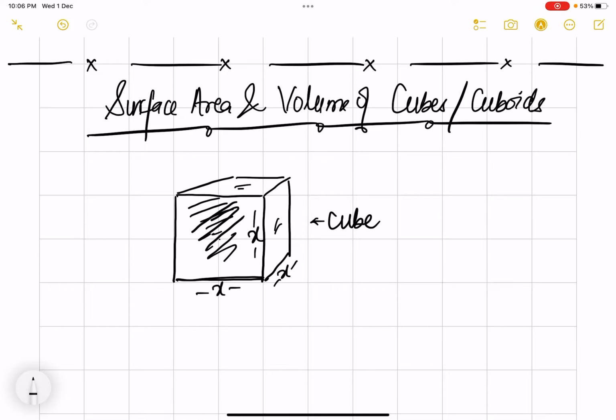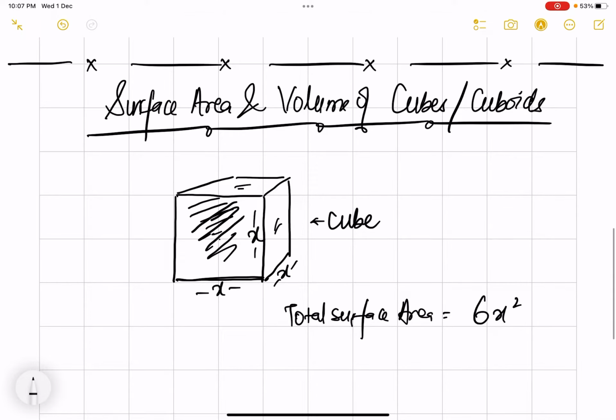Similarly, there are 6 faces. So the total surface area of a cube is 6x square, where x is the length of each side.